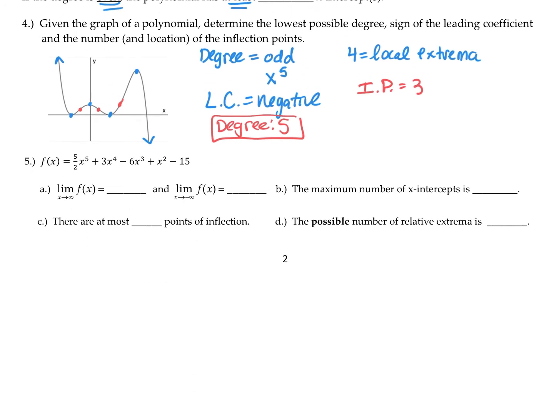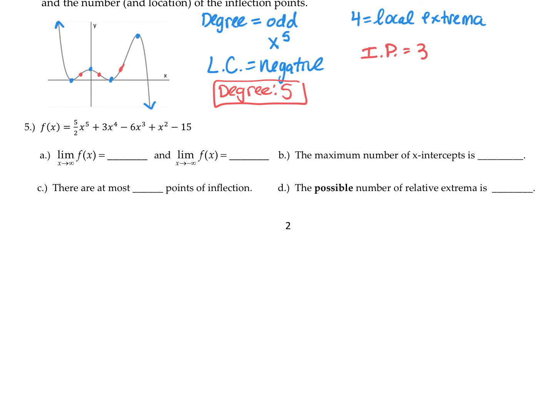Let's take a look at our last question on these notes, number 5. It gives us a polynomial of 5 halves x to the 5th plus 3x to the 4th minus 6x to the 3rd plus x squared minus 15. It wants to know, based on this equation, we're going to fill in some information. So first of all, this is an odd degree, and it has a positive leading coefficient. So that means it's going to be an increasing function going opposite directions.